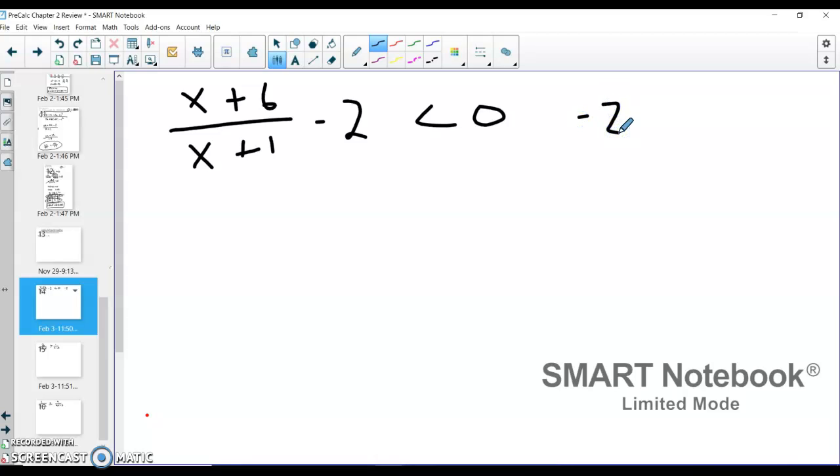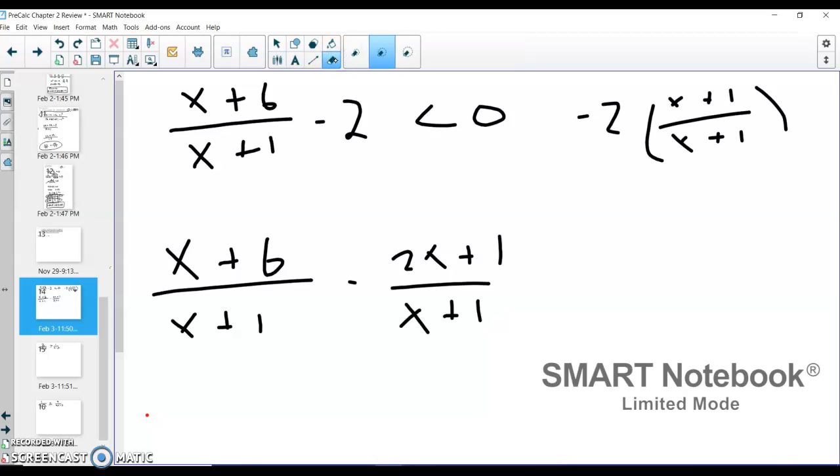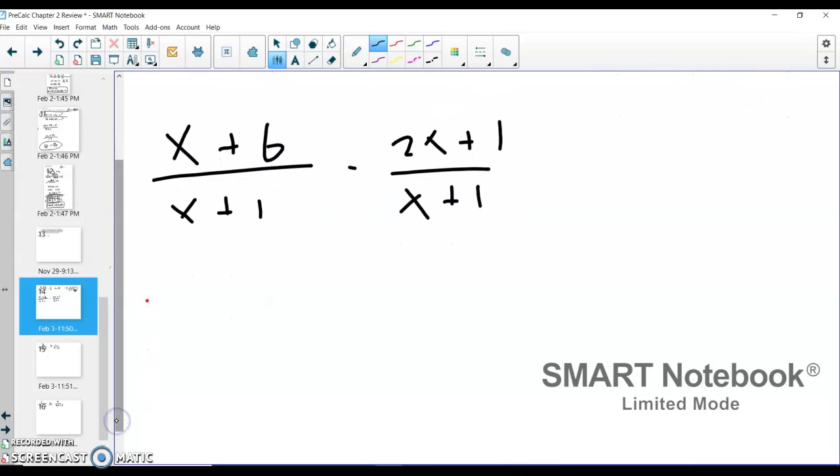I'm going to multiply 2 here by (x + 1) over (x + 1) to get a common denominator. And so this is going to end up being (x + 6) over (x + 1). And then I get minus (2x + 1) over (x + 1). And let's even change this a little bit more. No, that's okay. We'll leave it right here. Okay, I like that. And now I can combine because I have a common denominator.